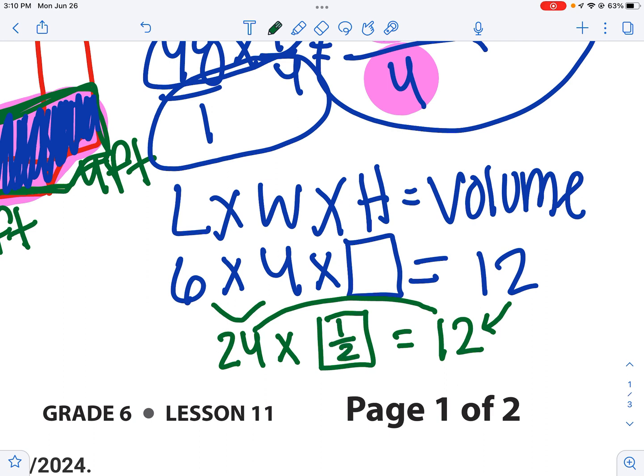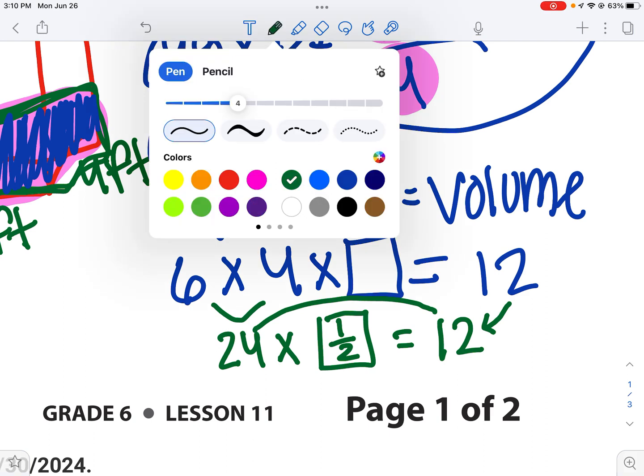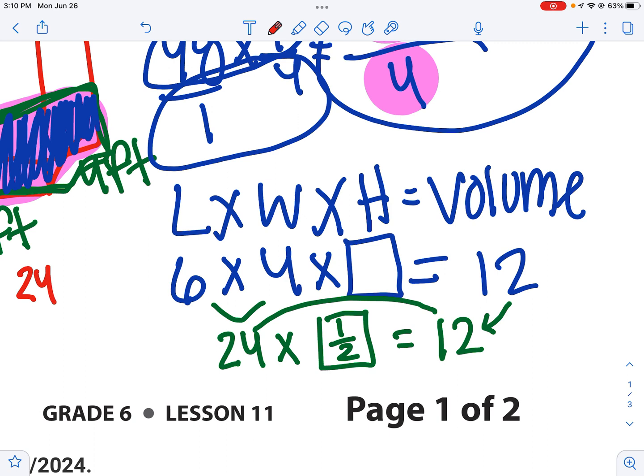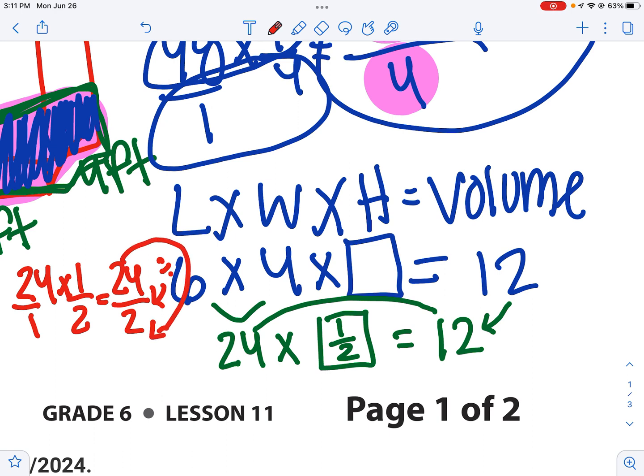And I could check it to be sure, right? If I'm not sure if 1/2 actually works, I can try it on the side over here and see, is 24 times 1/2 actually 12? So let's see, put a 1 underneath, 24, 2. This line means to divide. 24 divided by 2 is in fact 12.